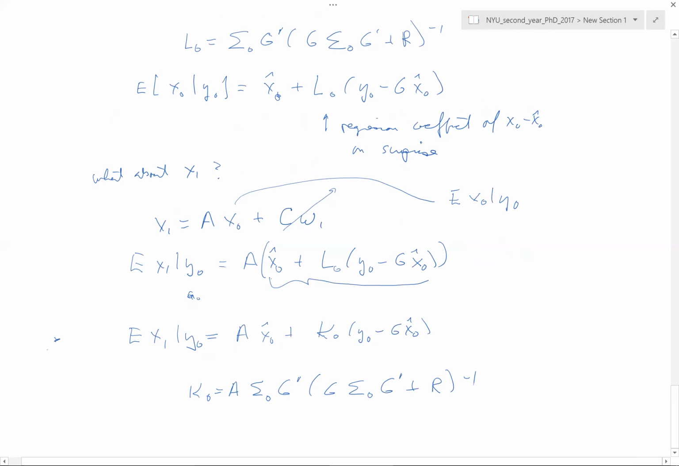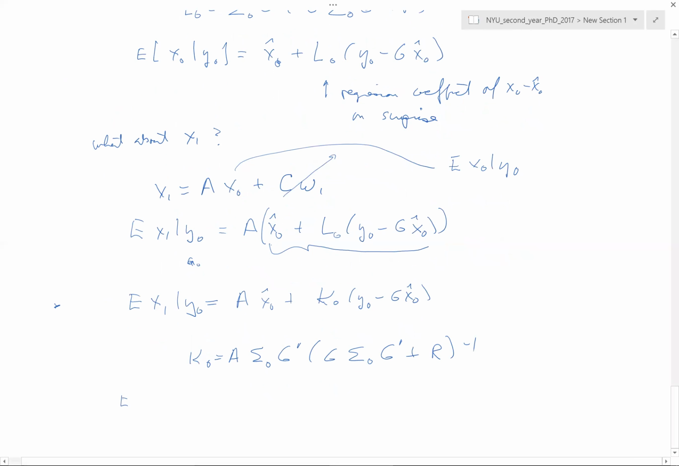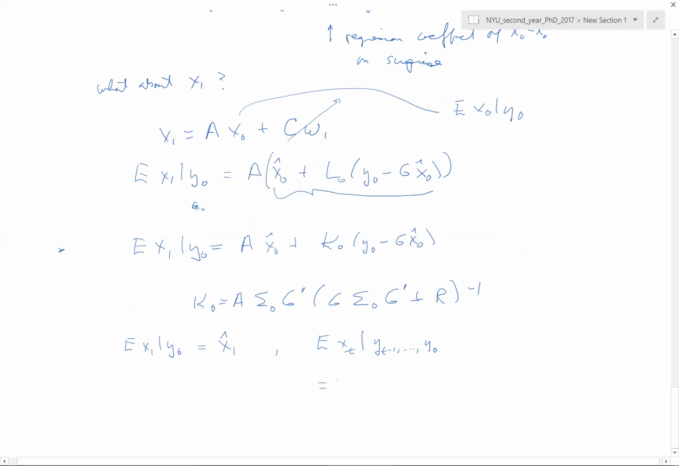So this is an important equation. And I'm going to define E of x1 given y0 as x1 hat. I'm just going to define that. And more generally, I'm going to define E of xt given y(t-1) back to y0, which is the same as xt given y(t-1) on back, as x hat t. And the key thing is, this is the expectation of xt conditioned on the information that I have up to the previous period. This was a shrewd choice that Kalman made.